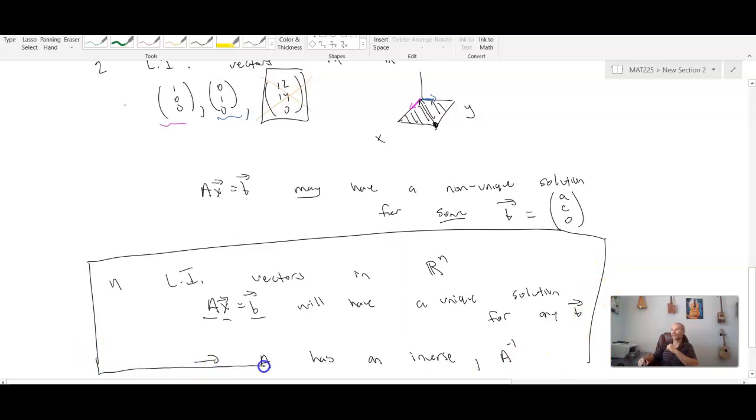If this is not a true statement, if you have fewer than n linearly independent vectors in Rn, then the span of those vectors is going to be some subportion of that dimension. Just like up here, where we could only span the xy plane.